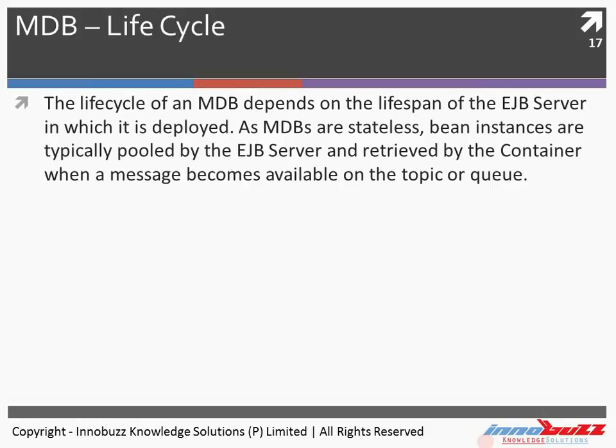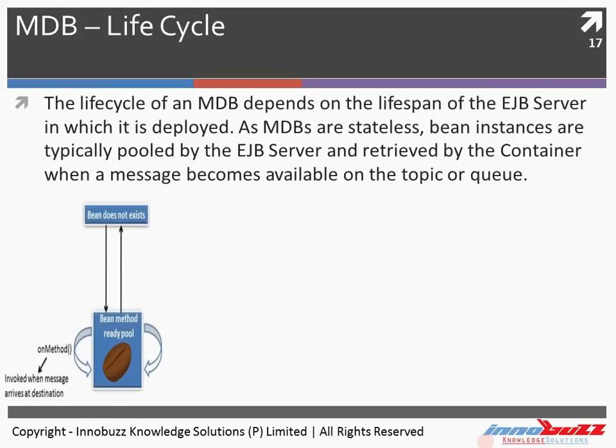So message-driven beans have some characteristics. They execute upon receipt of a single client message. Let's see the life cycle of it. There is a two-stage life cycle, that is, the bean does not exist and the bean method-ready pool. The pools of message-driven beans are maintained within the container inside the application server. And the onMessage method is executed when a message arrives at the destination from the Java Message Service mechanism.